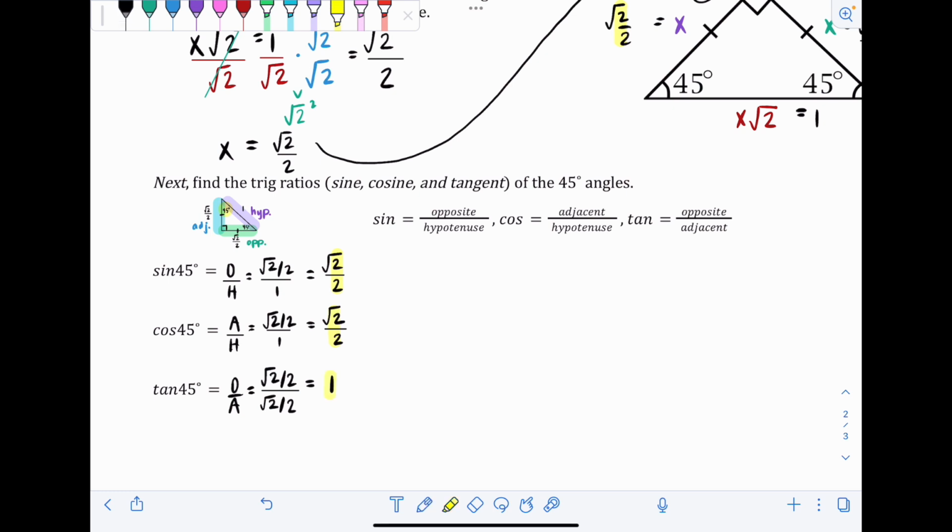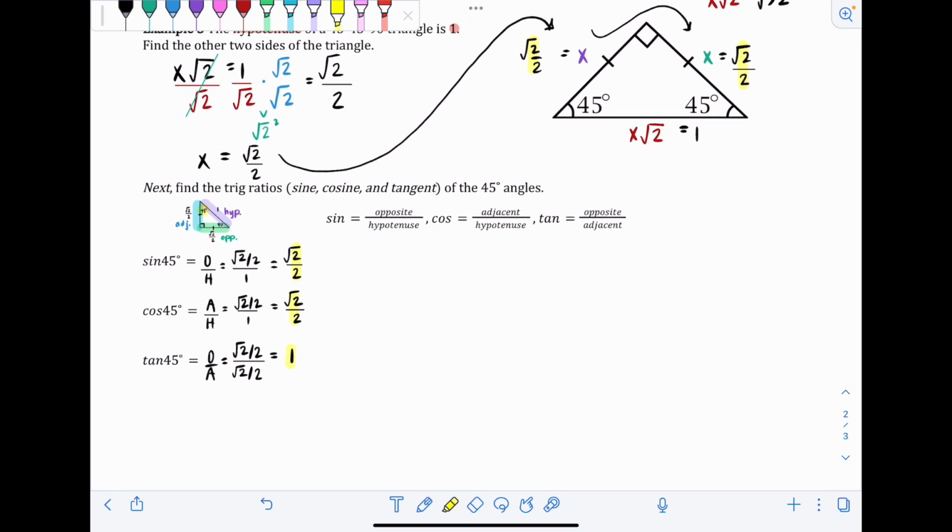And again, it doesn't matter what the side lengths of these triangles are. These trig ratios of these angles are going to simplify the same exact way regardless of size, because all these 45-45-90 triangles are proportional. So anytime you're asked for cosine of 45, the answer will always be root 2 over 2. Or anytime you're asked for tangent of 45, it'll always be 1.